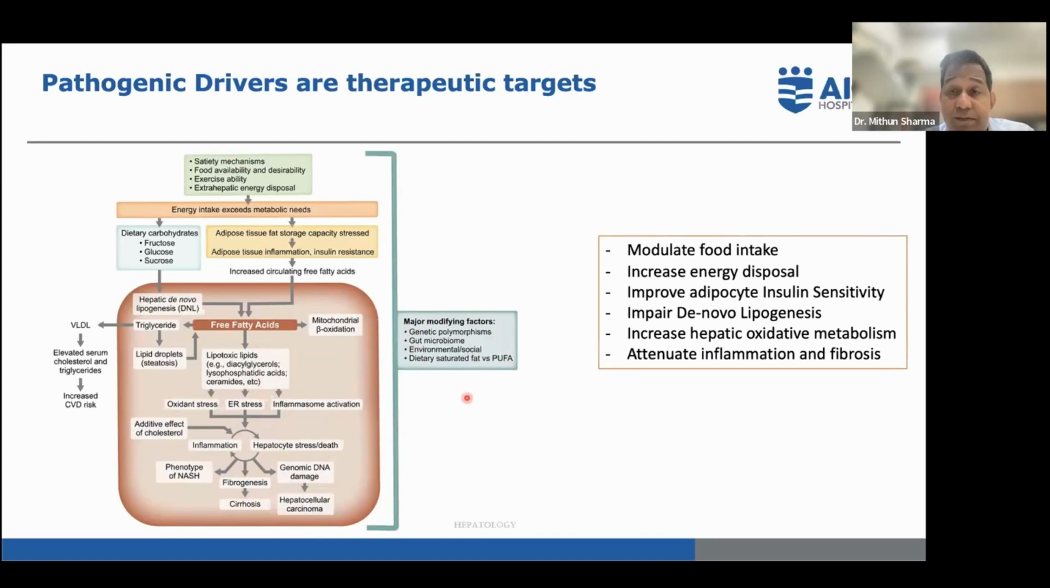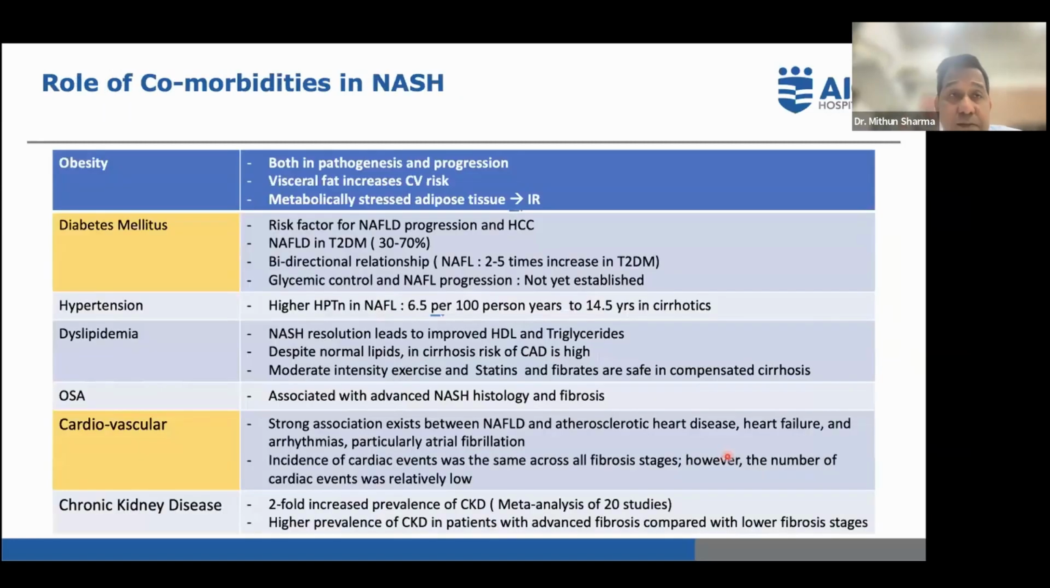So the therapeutic targets could be: we can modulate the food intake, we can devise methods to increase energy disposal by exercise and diet, we can improve adipocyte insulin sensitivity, and also try to target de novo lipogenesis, and if possible, see if we can increase oxidative metabolism and decrease inflammation and fibrosis.